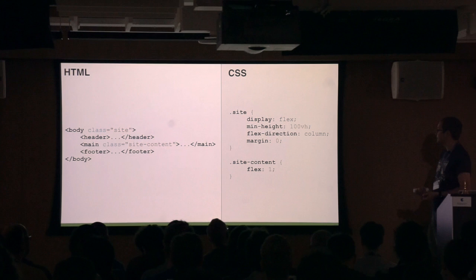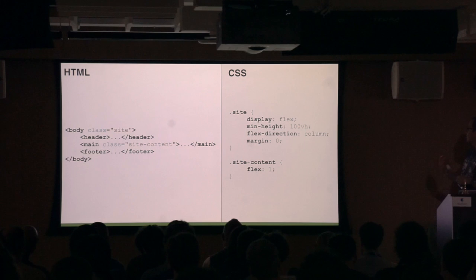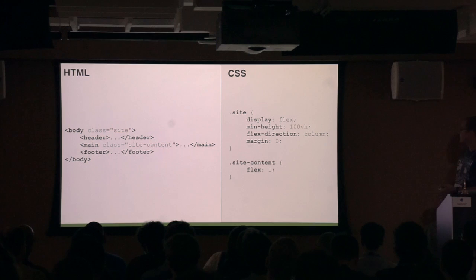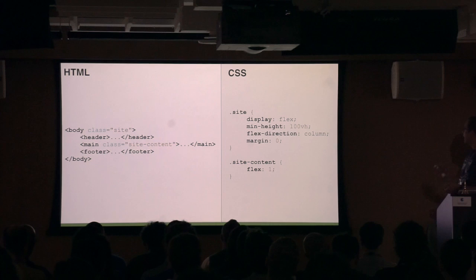So what you do is, I apply some styles to my body and set it to display flex. I then use min-height 100vh. So vh is a percentage of the viewport height, so that's 100% of the viewport height, and I set it to flex-direction column. Then I remove the margins from the body. And then on our site content, we set it to flex 1, so that any remaining space is taken up by that rather than underneath the footer.